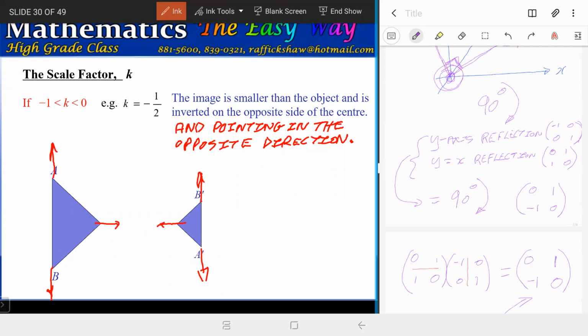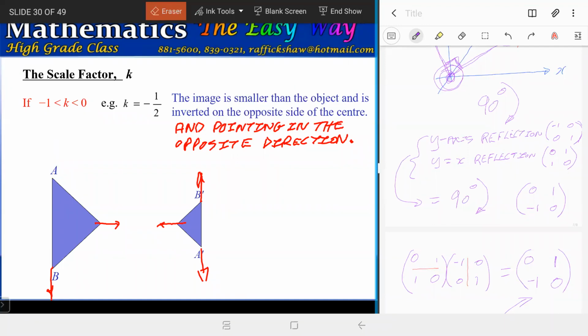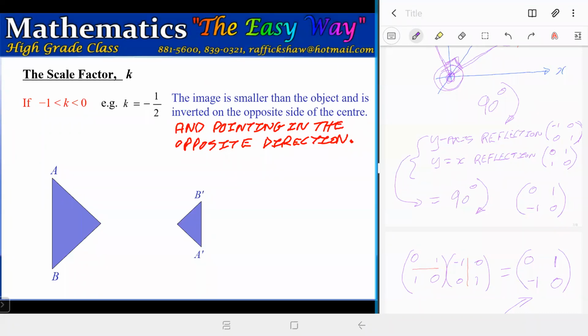So if I see that diagram, I know automatically that my scale factor is negative. I know that it is negative by virtue of them pointing in opposite directions. It's not a guess. Once the image and the object of an enlargement are pointing in the opposite direction, the scale factor is negative. All right, as simple as that. And then the center is going to be between them. Join the corresponding points, A to A prime, and join B to B prime. Where those lines joining corresponding points meet, that's where the center is. Clearly there, the center is between them.